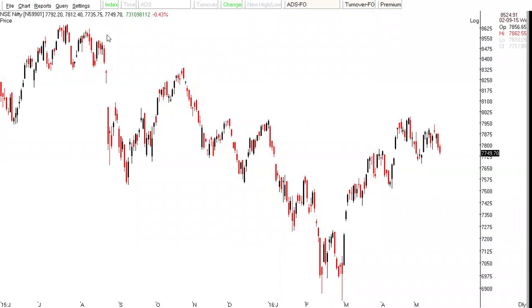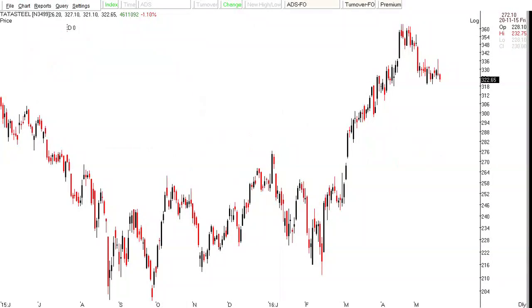So I'm on the daily chart of NSE Nifty, right? I will keep a note of the code of Nifty. What is the code? The code is N59901. 59901 is the code of Nifty. Now, let me open the chart of Tata Steel.